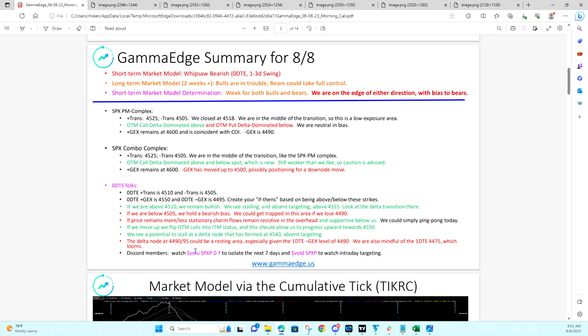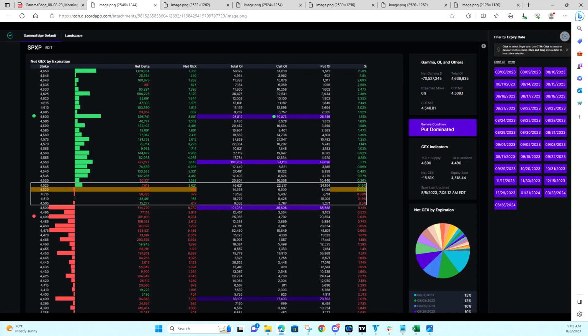0DTE folks, make sure you understand the if this, then this, and where we're at within the structure. We'll go over the charts and look at this. Again, reference the vol U and vol D command throughout the day to look for targeting for specific strikes. I think we have a very tight transition, narrow area that we'll be able to look at and understand price above and below that. We'll go and jump into the PM complex.